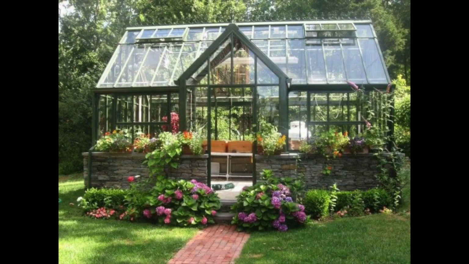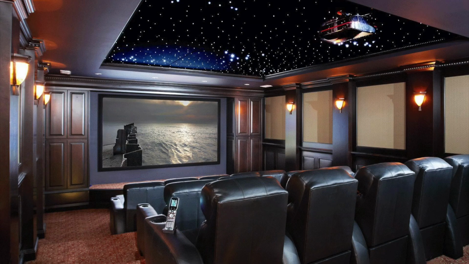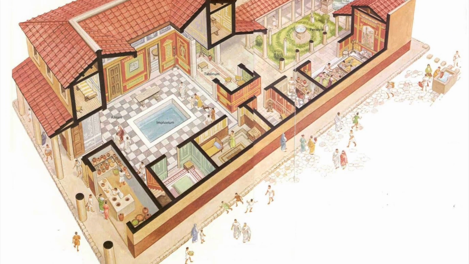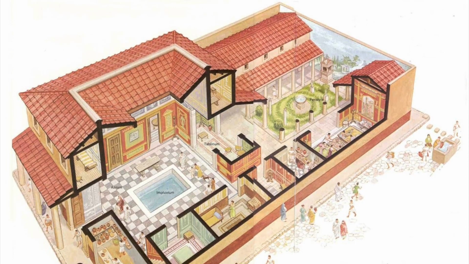If someone has a greenhouse, they probably like to garden. If someone has a home theater, they probably like to watch movies. If someone has a basement full of machetes, it's probably time to start running. The ancient Romans were no different. We can learn a lot about their lifestyle by looking at their house.